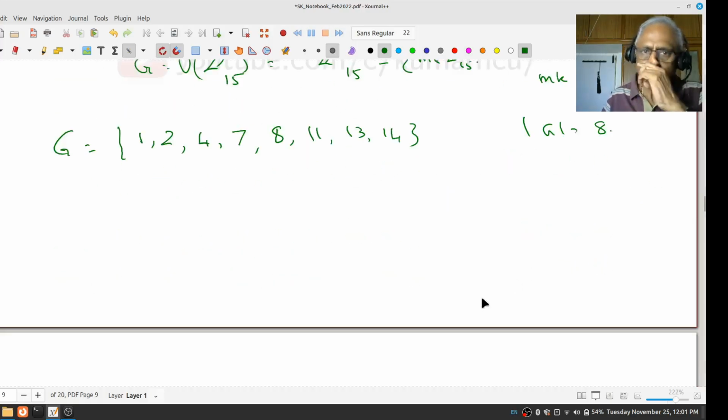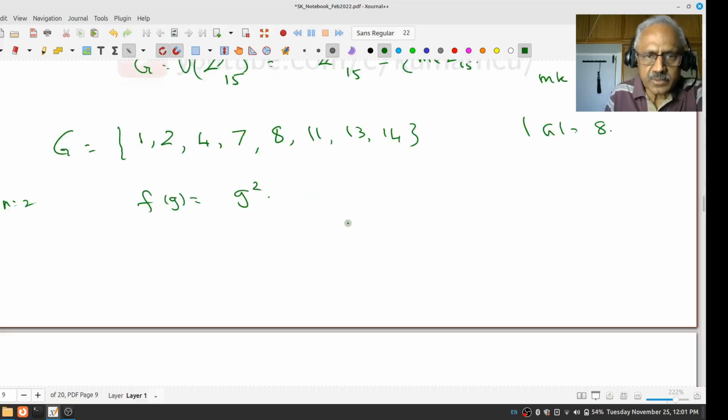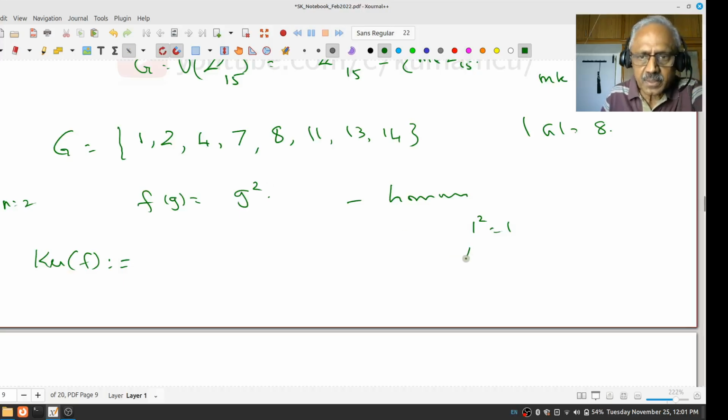Now I want to look at the map with n equal to 2, f of g equal to g squared. We know this is a group homomorphism. So I want to identify what the kernel of f is. I want to look at 1 squared, of course 1. 2 squared will be 4, that won't be there. 4 squared will be 16, but 16 is 1 mod 15.